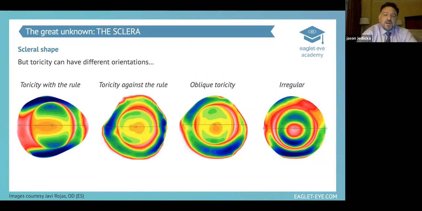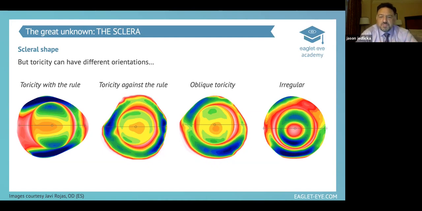Again, toricity on an eye can have all sorts of different orientations. We can see on the far left a very typical with-the-rule cornea with a with-the-rule sclera. However, when we move to our central picture, we see a mildly with-the-rule cornea with an against-the-rule sclera. And we do see this being not uncommon, that corneas that are closer to spherical, low with-the-rule corneal shapes often end up with oblique or against-the-rule scleras. So you can't use that corneal shape necessarily to predict anything about the scleral shape.